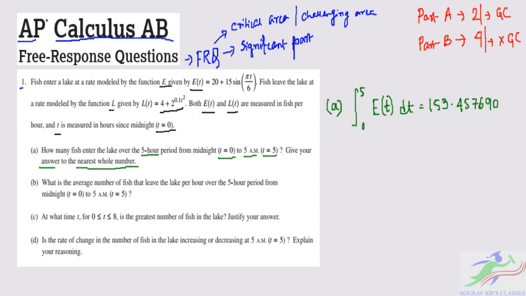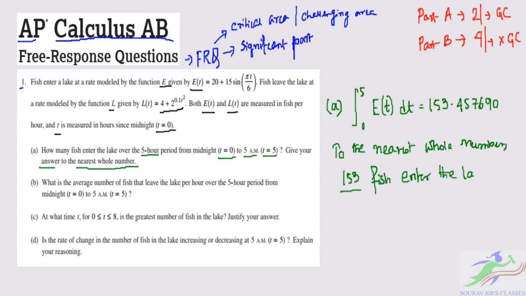So it will be 153.457690. To the nearest whole number, it will be 153 fish enter the lake from midnight to 5 am. So that is part A.